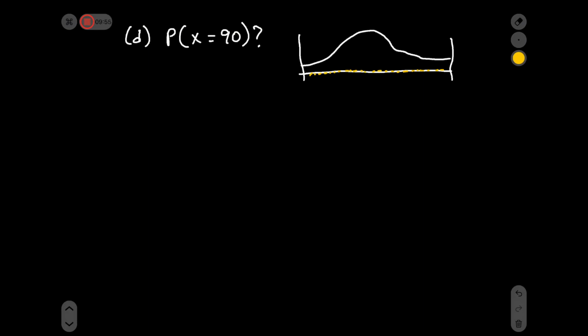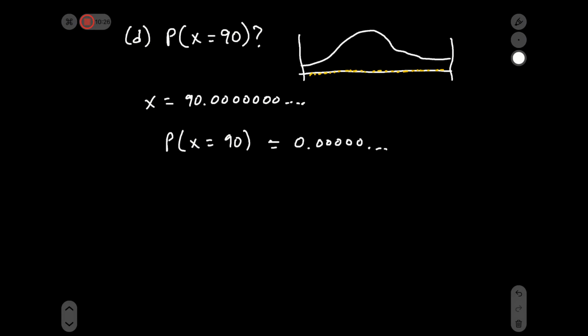So what's the probability that x is exactly equal to 90? In other words, that x is exactly equal to 90.0000000, and so on, right? With infinitesimal accuracy here. Well, if you plug this into a calculator, what you'll find, maybe strangely enough, or to your surprise, is that the probability that x is equal to 90 is equal to 0.0000, and so on.